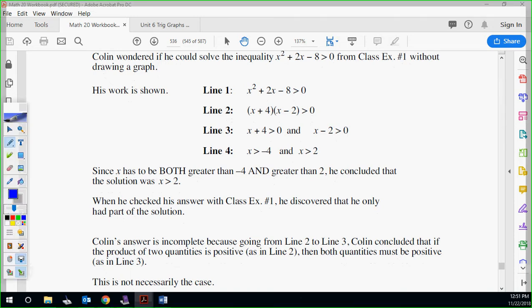Okay, so Colin wondered if he could solve the inequality x squared plus 2x minus 8 greater than 0 from class example 1 without drawing the graph. So what he did is he factored it, and then he broke it up into two pieces, and he got the solutions of x greater than negative 4 and x greater than 2. Since x has to be both greater than negative 4 and greater than 2, he concluded that the solution was greater than 2. He took the one that worked for both. That's not necessarily the case.